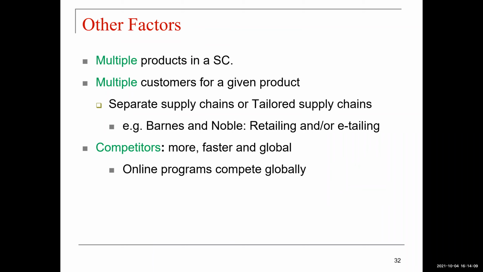Other factors: multiple products in the supply chain, multiple customers for a given product, separate supply chains or tailored supply chains. So for example, Barnes & Noble, retailing and e-tailing. They were not able to transition to selling their product online successfully. That's why companies such as Amazon were able to take their market. Competitors are faster and global. Online programs compete globally. So if you're able to transition to an online program, you can reach more customers around the world.